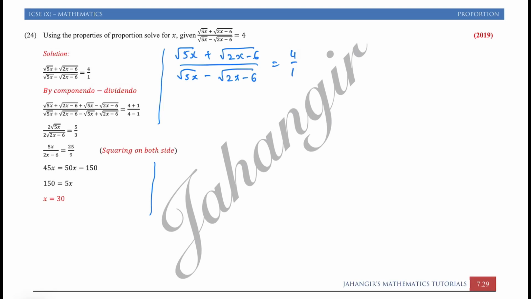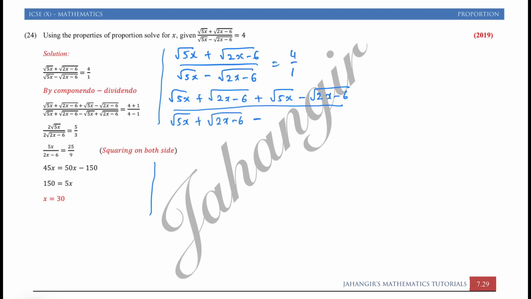So here you can take by componendo dividendo. Root 5x plus root of 2x minus 6 plus root 5x minus root of 2x minus 6 upon root 5x plus root of 2x minus 6, here I can write minus, root 5x minus root of 2x minus 6. This is componendo dividendo. On the other side I have to write 4 plus 1 upon 4 minus 1. Cancel out terms. These two terms will get cancelled.